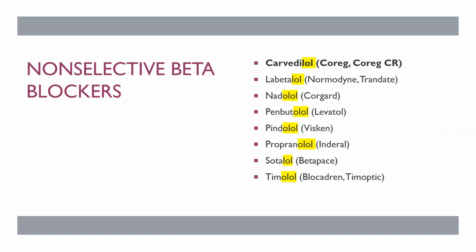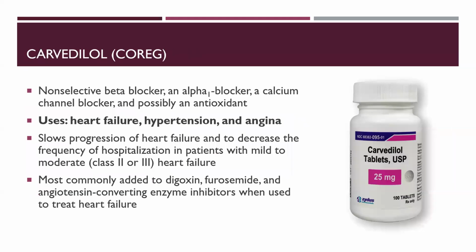So these are all our non-selective beta blockers. These ones can hit both your beta 1 as well as beta 2. Carvedilol is a non-selective beta blocker and alpha blocker, a calcium channel blocker, and possibly an antioxidant. Its uses are for heart failure, hypertension, and angina. It slows the progression of heart failure and decreases the frequency of hospitalization. It's most commonly added to digoxin, a diuretic, and an angiotensin converting enzyme inhibitor when used to treat heart failure. So carvedilol is mostly used for our heart failure patients.